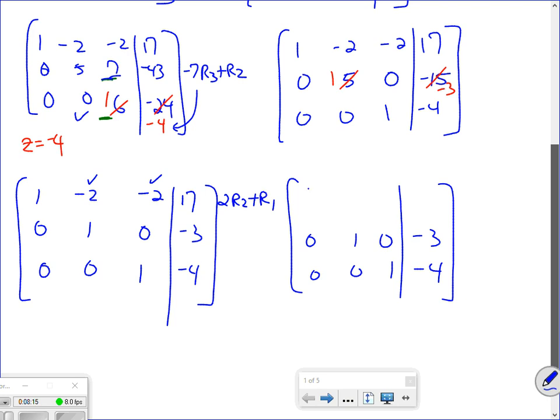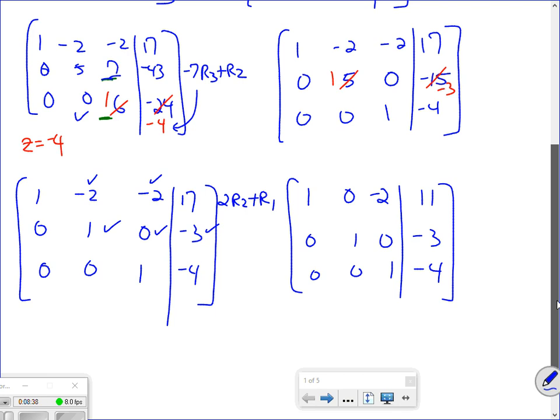So this one's going to stay because nothing's below it. 2 times row 2 right here will be 2. 2 plus negative 2 is 0. Here, 2 times nothing is nothing, and adding it to negative 2, it's still negative 2. And here, 2 times negative 3 is negative 6. Add it to 17, you get 11.